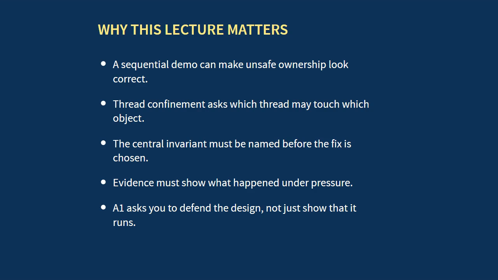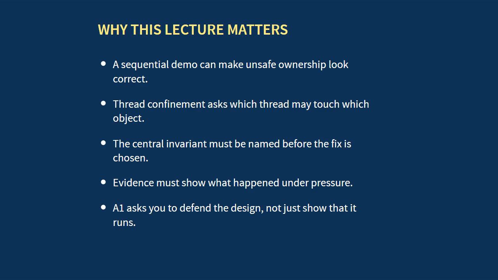Today we treat object ownership as a correctness boundary. Under concurrency, you must know who may touch an object, when ownership changes, and what invariant survives that handoff. A sequential demo can pass while hiding the assumption that only one actor ever touches the object.